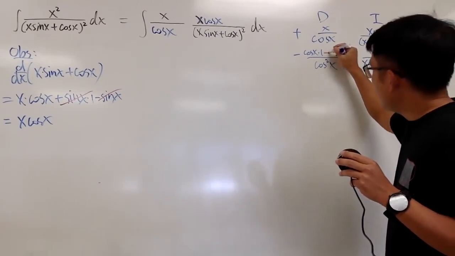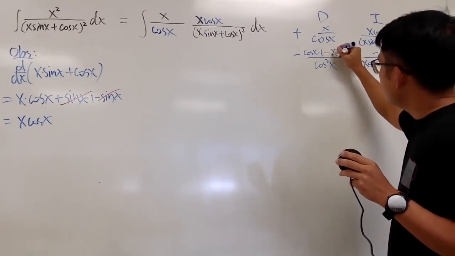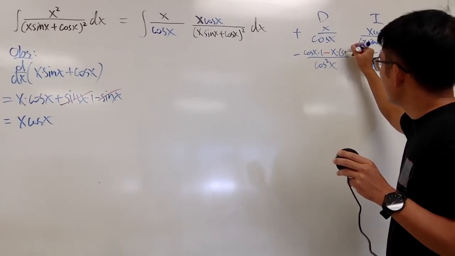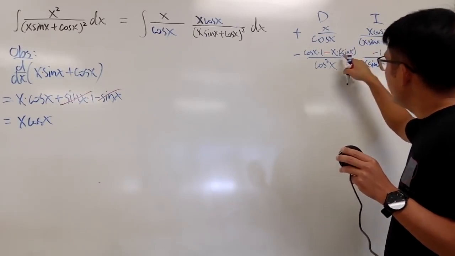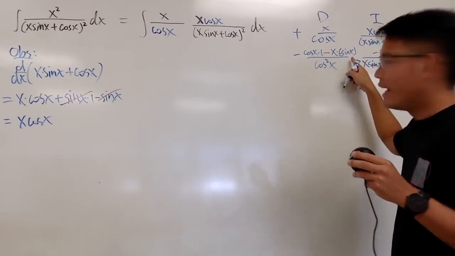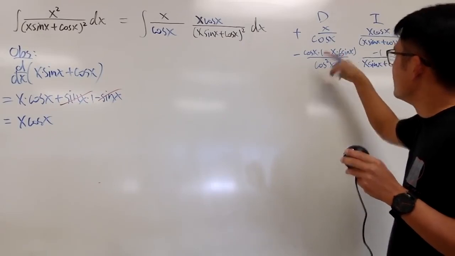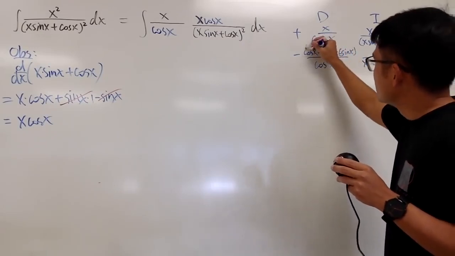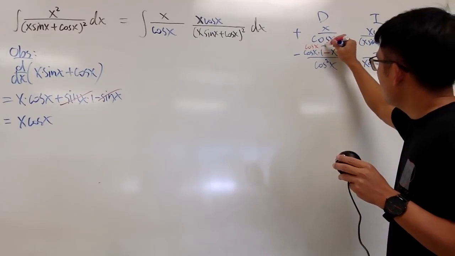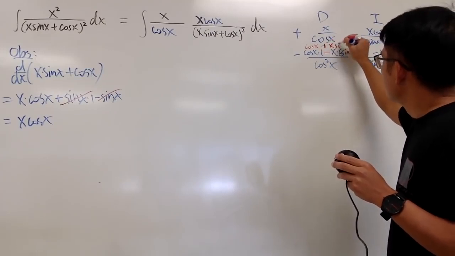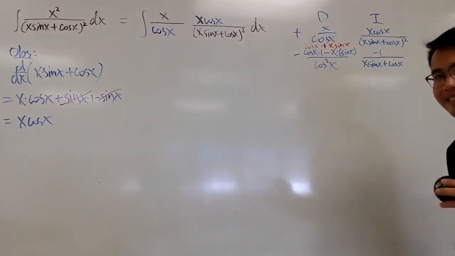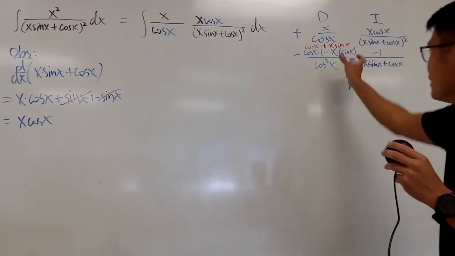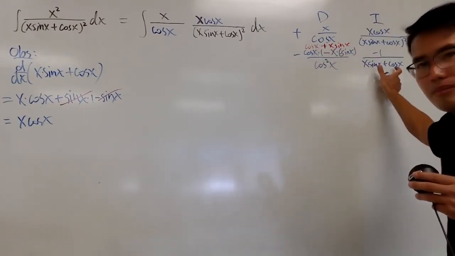And then minus the top function, which is x, and times the derivative of the bottom, which is negative sine x. And be careful, this is negative times negative, so in the end, on the top is just cosine x plus x times sine x. All right? And now you see, the beauty of this is that this and that are the same.